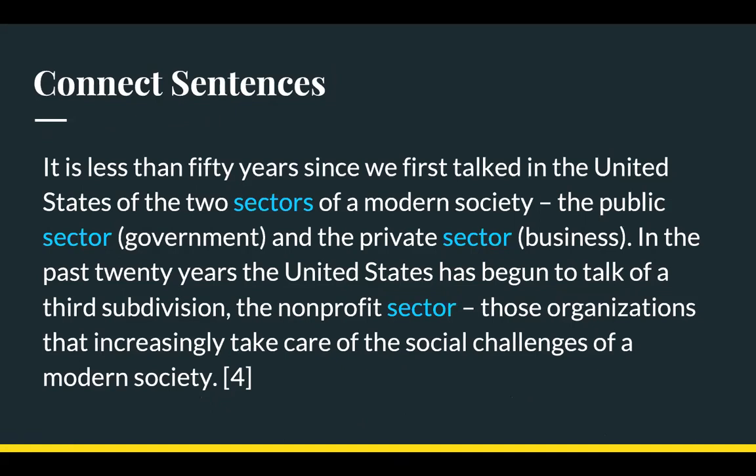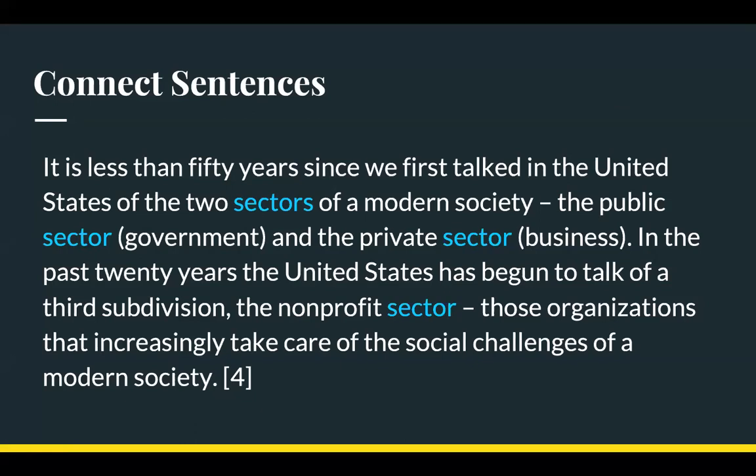So here are some examples of sentences that connect. In this paragraph, we're talking about sectors. As you can see, the word sectors keeps being repeated. In less than 50 years since we first talked in the United States of the two sectors of a modern society, the public sector, the government, and the private sector, business.